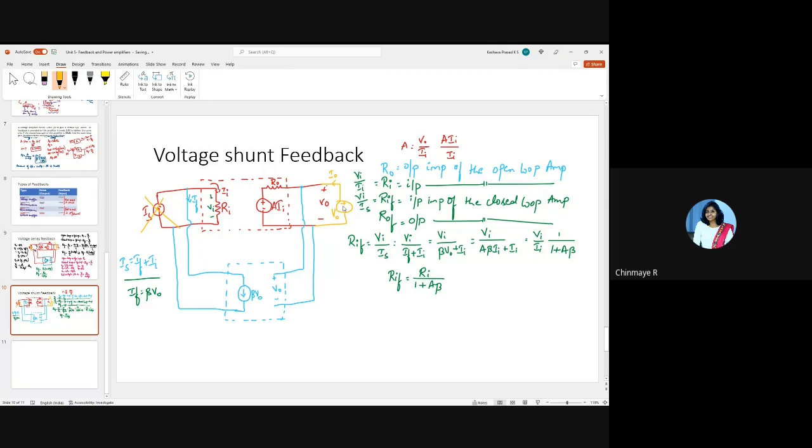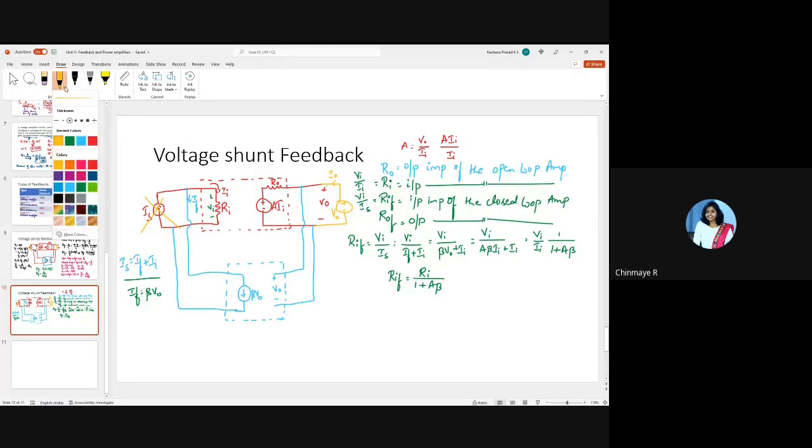V naught by I naught will give the output impedance of the closed loop amplifier. Correct? So we open circuit the input current source, we give a small voltage V naught, and then we try to find out the change in the current I naught. V naught by I naught will give us the output impedance of the amplifier.